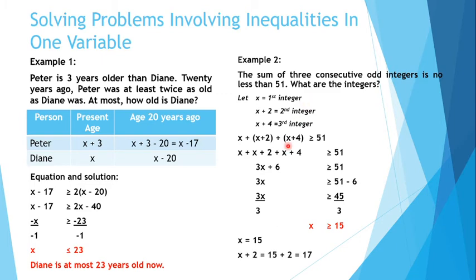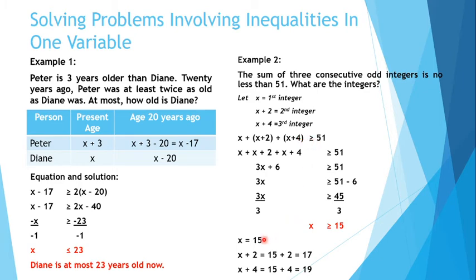So that means the second integer is x plus 2, or 15 plus 2, that is 17. While the third integer is x plus 4, that is 19. So we now have our set of 3 consecutive odd integers. We have 15 plus 17 plus 19. Okay, so if you're gonna add this one, how much is that? That is 51. So, 51 is greater than or equal to 51. That is true, right? Because we have the equal to.